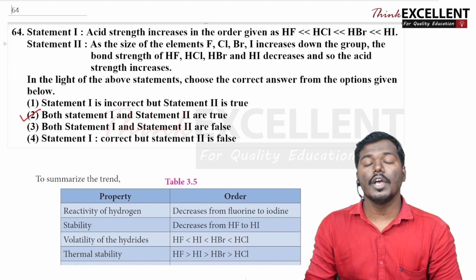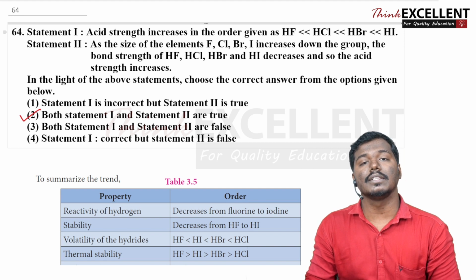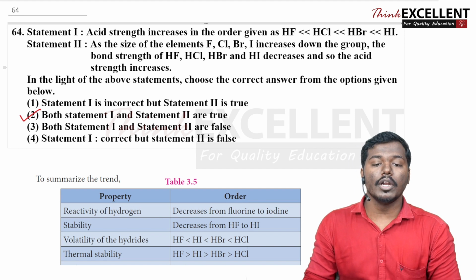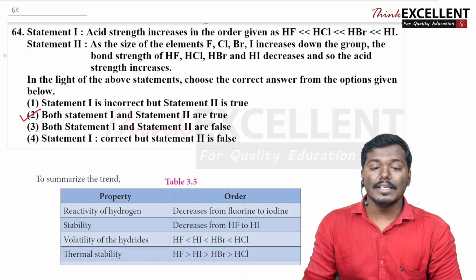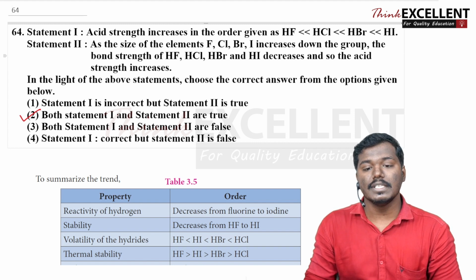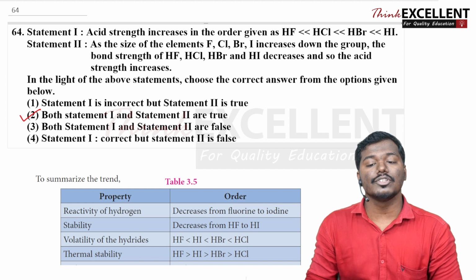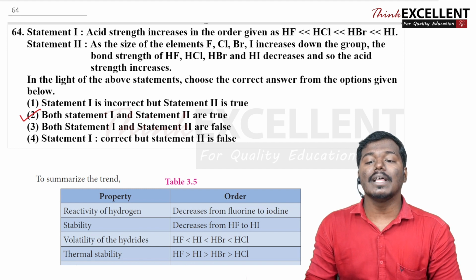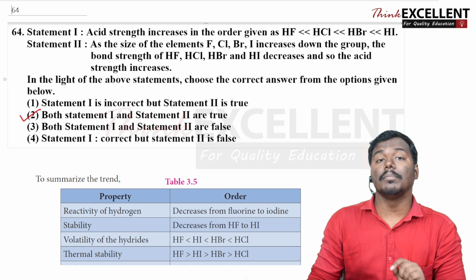They have given two statements. That is statement 1, the acidic strength increases in the order which is given as HF, which is lesser than HCl, which is lesser than HBr, which is lesser than HI. Statement 2 says, as the size of the elements F, Cl, Br and I increases down the group, the bond strength of HF, HCl, HBr and HI decreases, so that the acid strength increases.